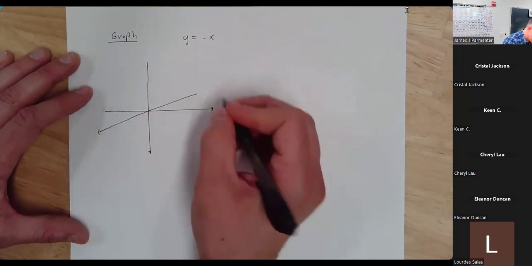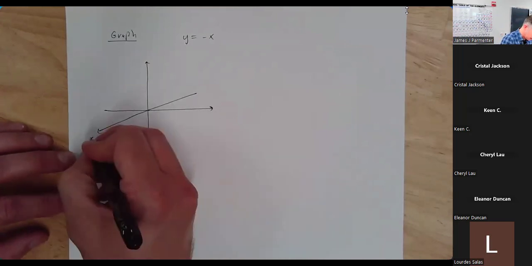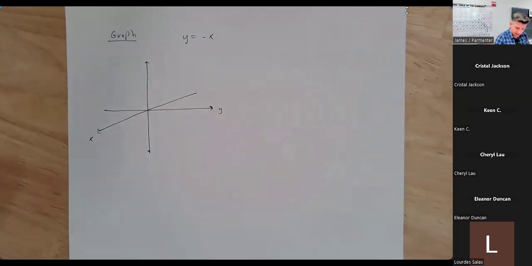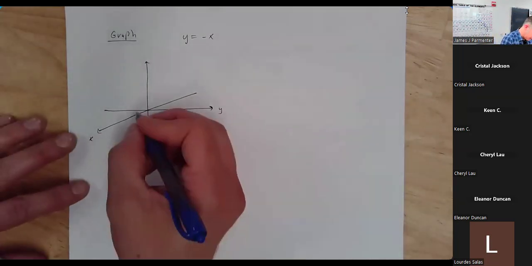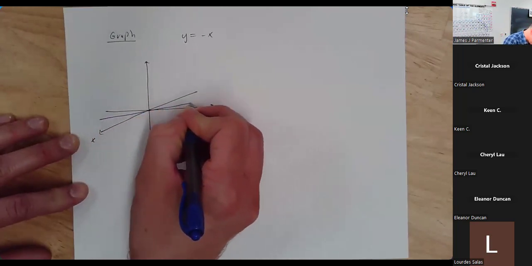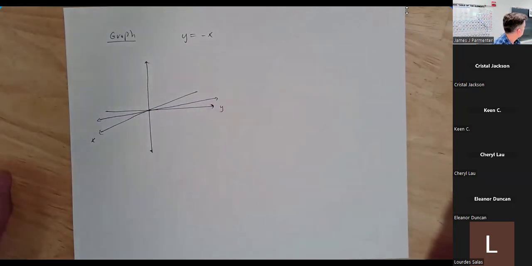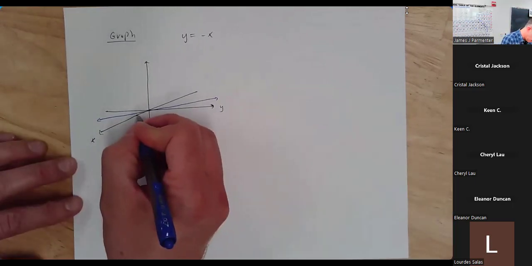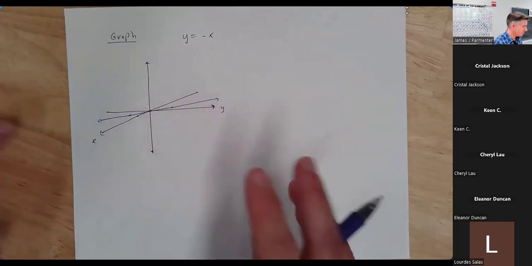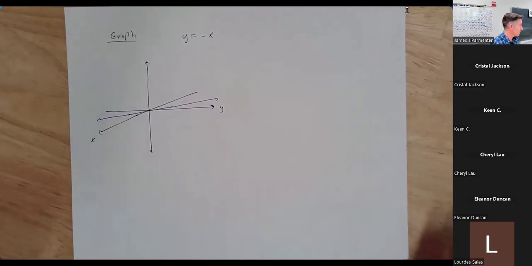So we know what y equals negative x looks like in two dimensions. It's your usual straight line that goes down from left to right. In three dimensions, it's this line here in the xy plane. There's your y equals negative x. Right here's x equal to 1 and y equal to negative 1. Here's x equal to negative 1 and y equal to 1. So I'm thinking about this line in the xy plane. And now, since z is missing, I'm going to extend it in the z direction.